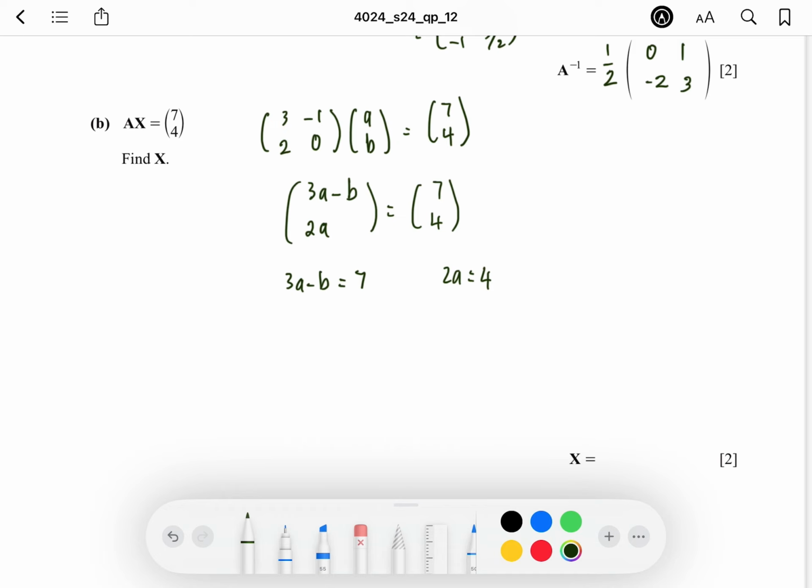From this, which one would you be able to find first? A. From where? 2A equals to 4 because you ada one variable saja. So divide both sides by 2. So your A is equals to 2.